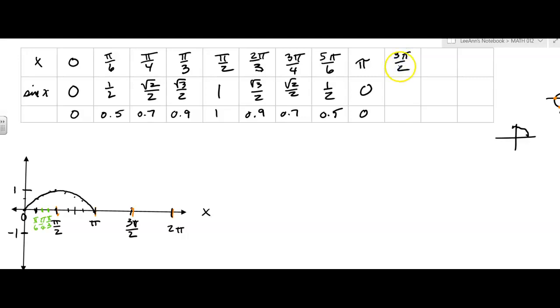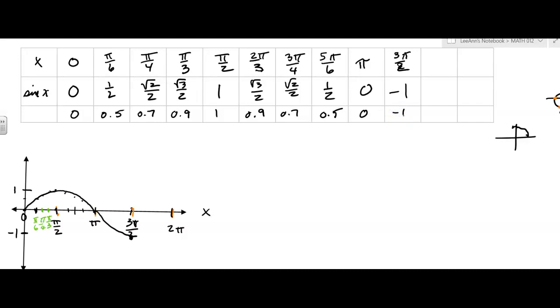Well, 3 pi over 2, the sine of that is going to be -1. So that's going to be down here. Okay? And so what's going to happen is it's going to curve down there. Now you could find those other special angles if you want to, but you can see that there's going to be a pattern. Okay? So it's going to be like -0.5 and then -0.7 and -0.9. And then down to -1.